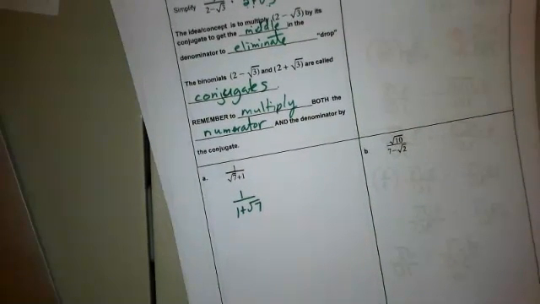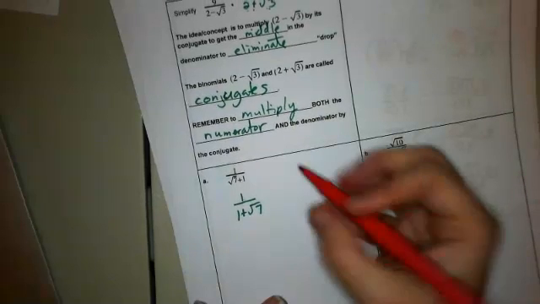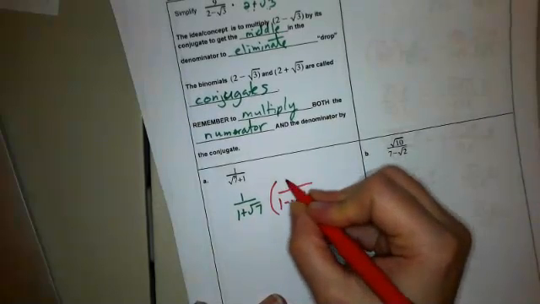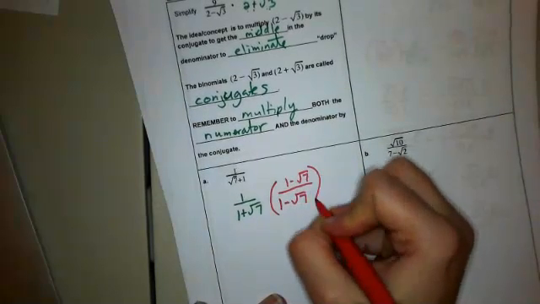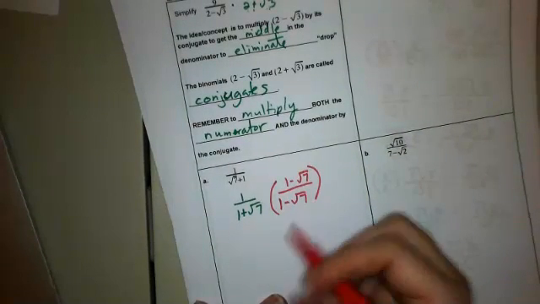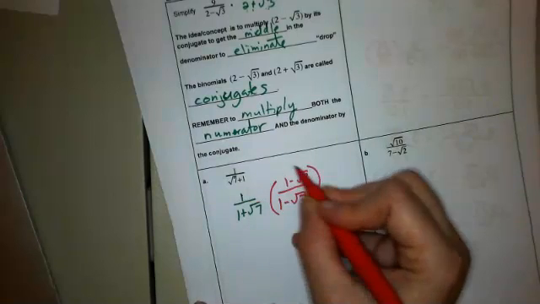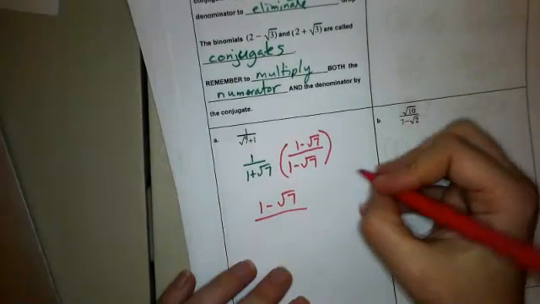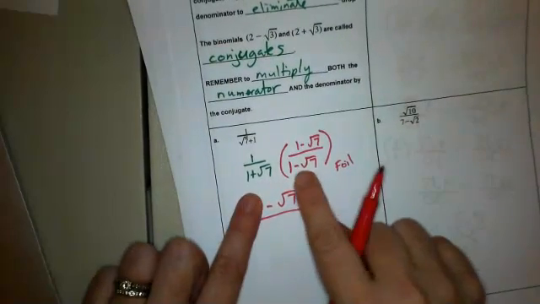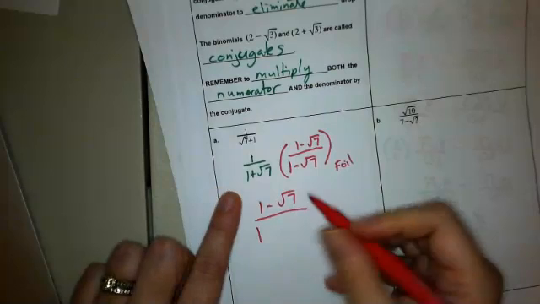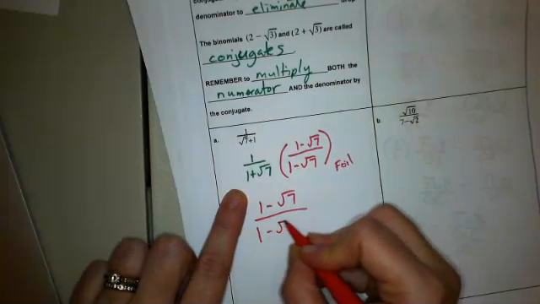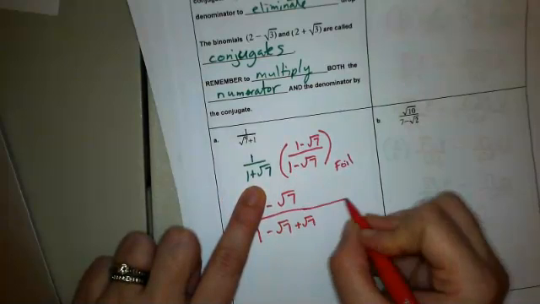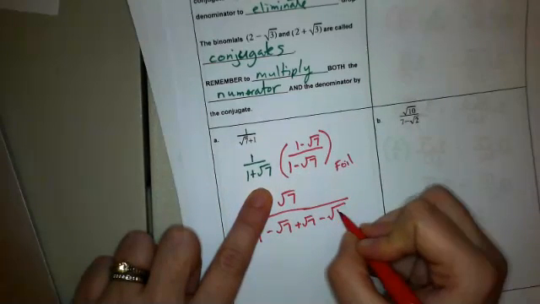If I want to get rid of that square root of 7, I can multiply by the conjugate, which is 1 minus the square root of 7 and 1 minus the square root of 7. Okay? On top, that's going to give me 1 times 1, so that's just 1 minus square root of 7. On the bottom, I'm going to have to use some FOIL on the bottom. 1 times 1 is 1. Okay, I've got minus the square root of 7 plus the square root of 7 minus the square root of 49.